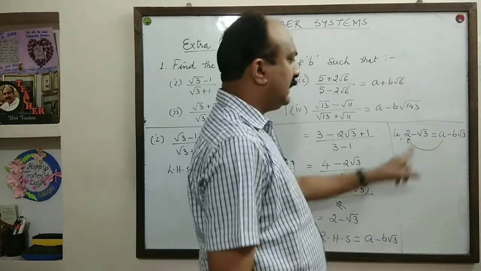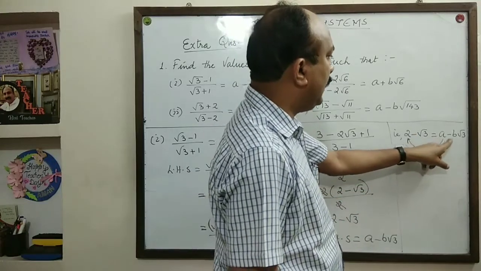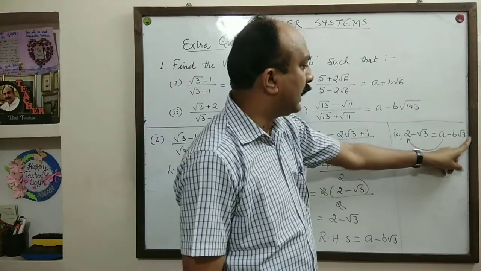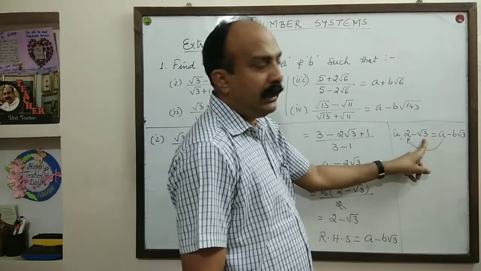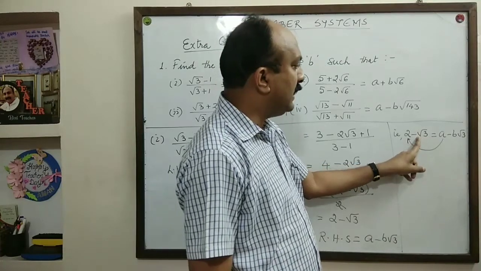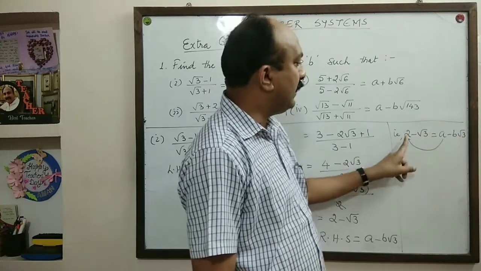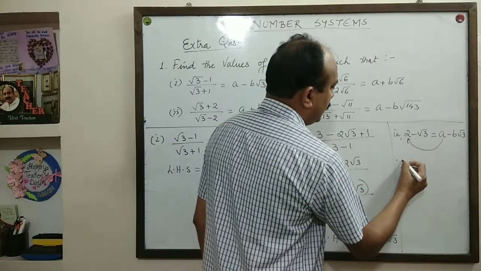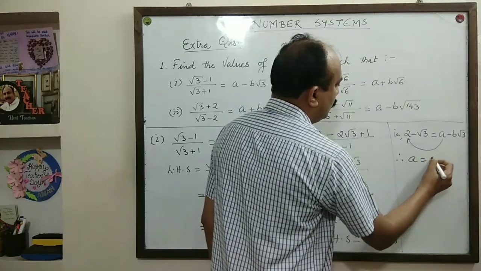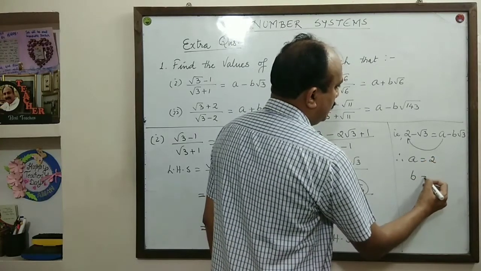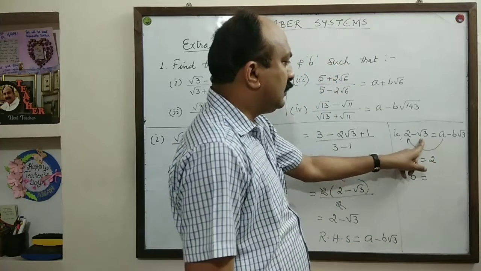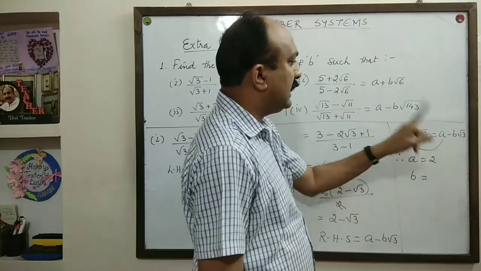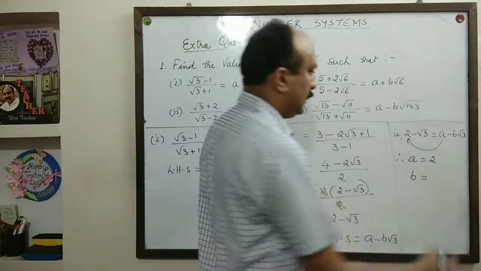We can very well see that 2 minus root 3 is equal to a minus b root 3. Means b is the coefficient of root 3. What is the coefficient of root 3? Minus 1. So minus 1 equal to minus b. And what is in place of a? A means alone, constant. So here a is equal to 2 and minus root 3 is equal to minus b root 3. Minus minus will get cancelled and b is equal to 1.